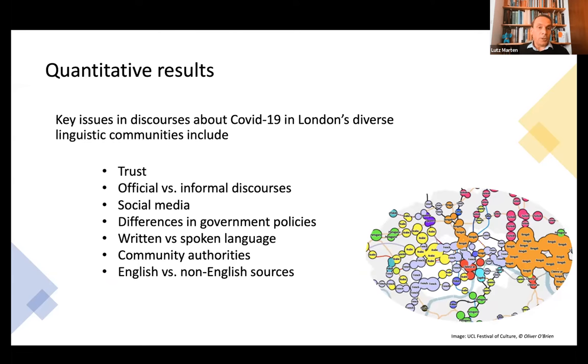And then of course the question of English versus non-English sources, that's in some sense at the heart of our project. And we picked that up quite strongly in the qualitative research we did. With that, I think I'm done and I can stop sharing my screen. And then we can move on first to Yun, I think, and then to Nana to home in a little bit more on the results we have discovered. Thank you.